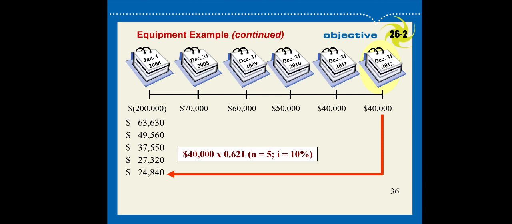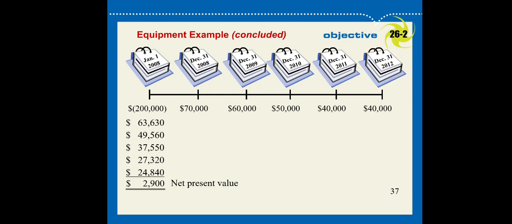In this scenario, there are 5 years. So you can see there are 5 numbers there, and then after that you add all the numbers. Negative 200,000 plus 63,630 plus 49,560 plus 37,550 plus 27,320 plus 24,840, and then see the number. In this scenario, the number is 2,900 net present value.